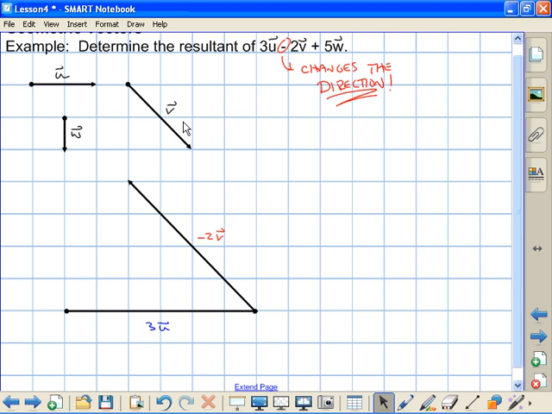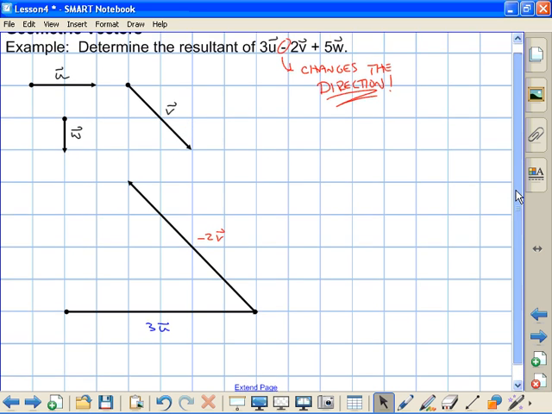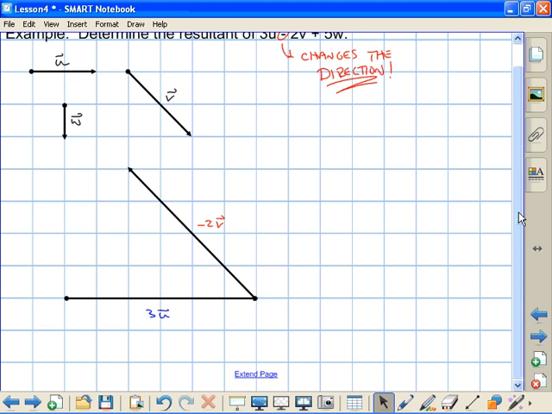When we do the algebraic method coming up, you'll find that it all falls out for us, so you don't have to worry about it. And finally, I need plus 5w. So here's my w vector. So there's 1, 2, 3, 4, 5. So there is my 5w.